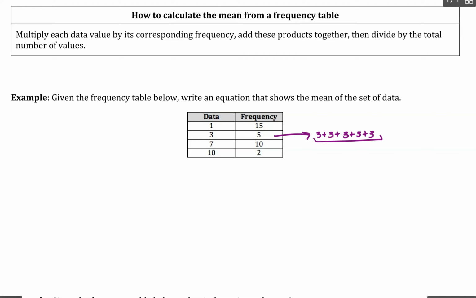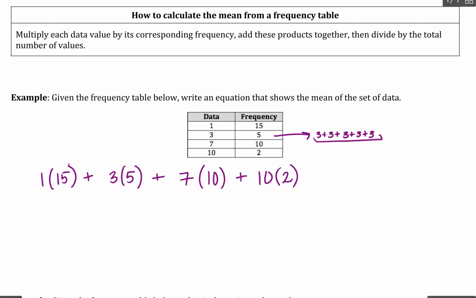But instead of writing it in the longhand notation like this, we're going to use multiplication. So let's start with a data value of 1. We have that value listed 15 times, that's its frequency. And we're going to add that to the data value 3, which we're going to multiply by 5. Add that to data value 7, which we want to list 10 times. The data value 10 gets repeated twice. So what this will do is add up all of our data together in a shorter way.